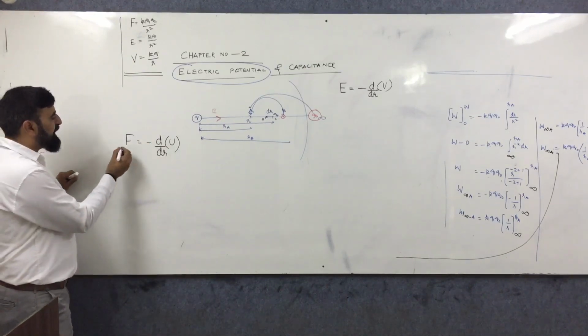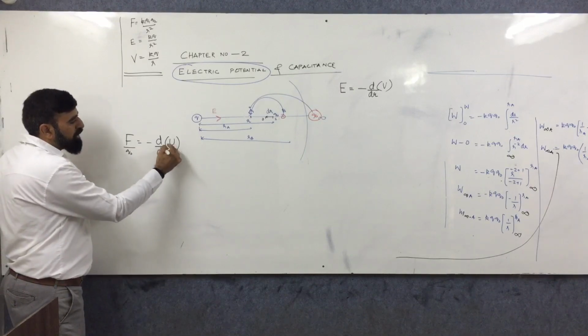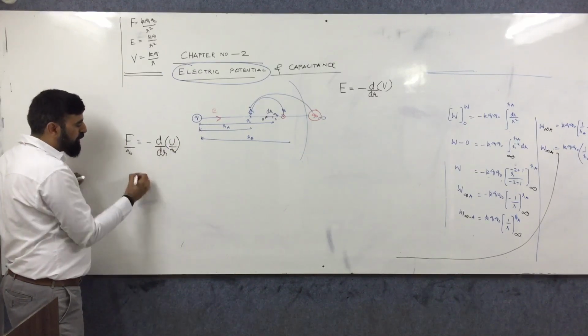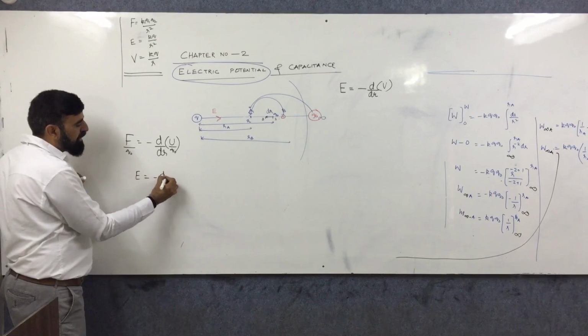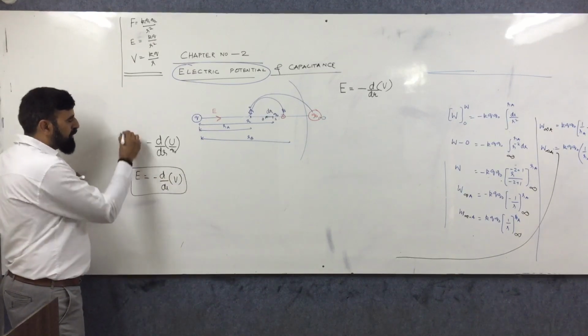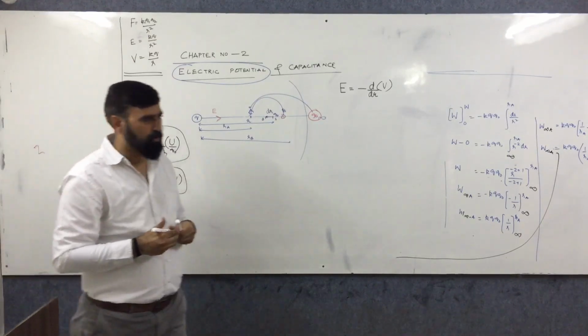Now if you carefully see here, if I divide this with q0, what is potential energy? It is basically work done. When I divide by q0, work done by q0 gives you what? Potential. So this becomes what? E is equal to minus d by dr of V, isn't it? So dimensionally, this can be easily reduced.